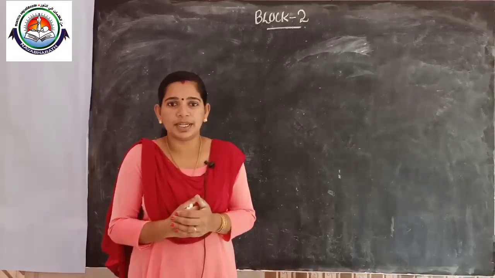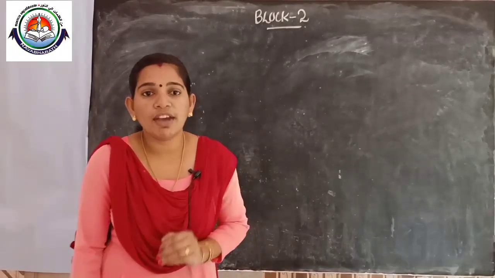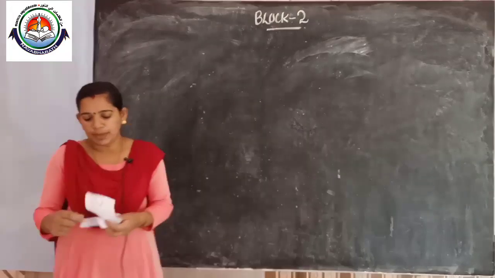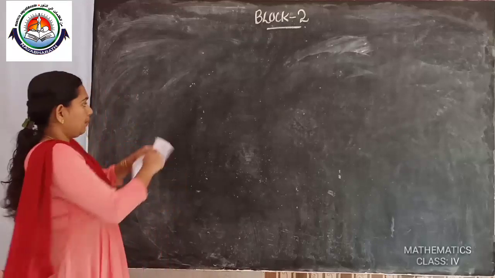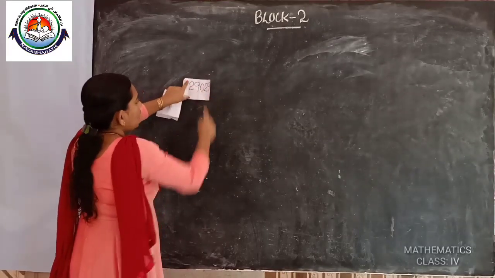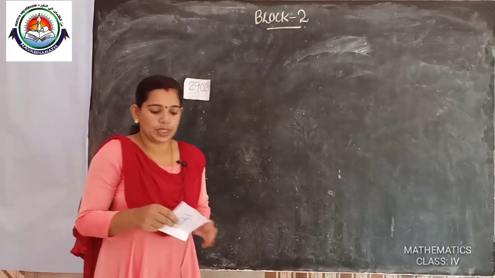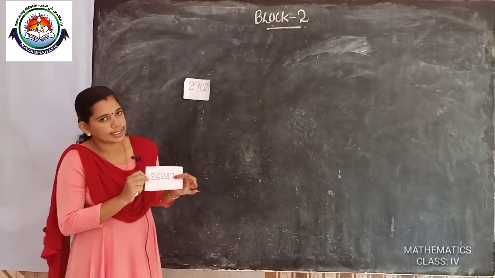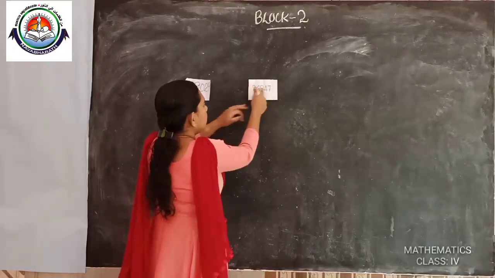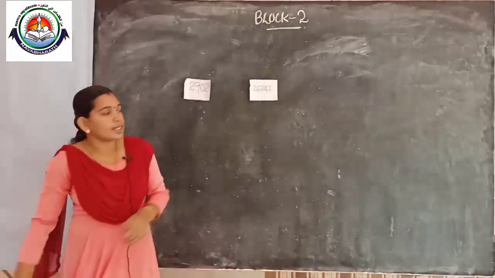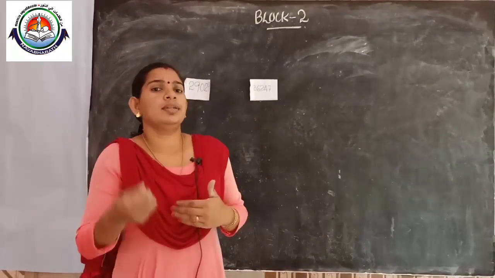Before starting our chapter, I will ask one question. How do you know the height of K2 and Mount Everest? The height of Mount Everest is 29,029, and the height of K2 is 26,247. You find out which is the tallest mountain.